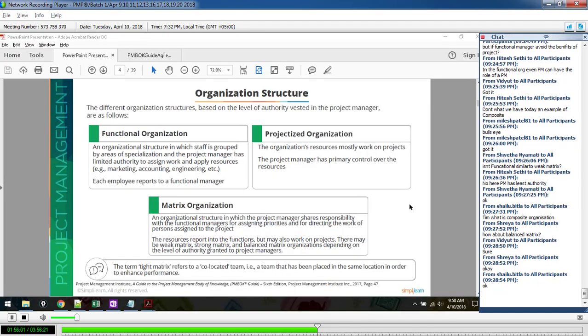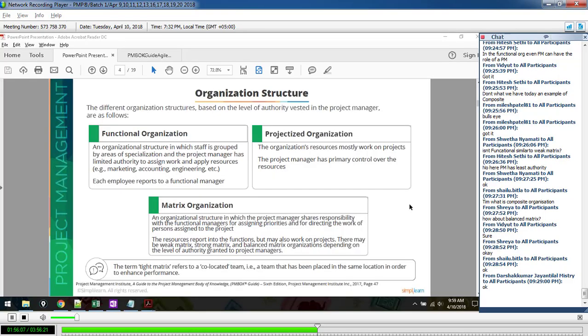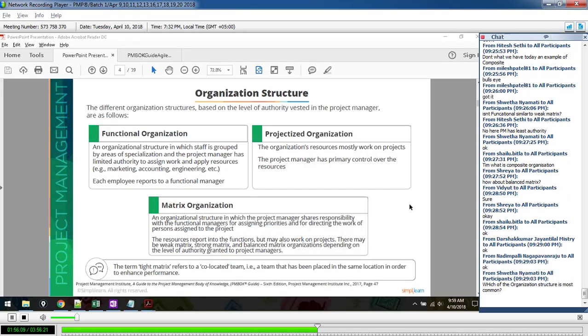Is it safe to say in a matrix organization, the manager or functional manager has consultants? No, no, no, not necessarily. We'll talk about that.